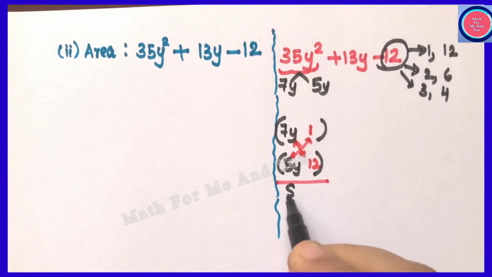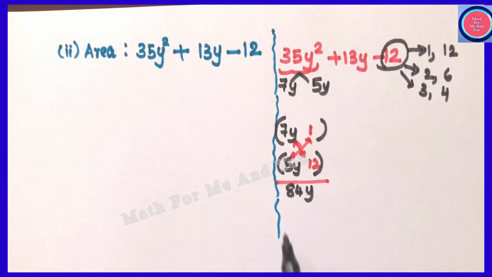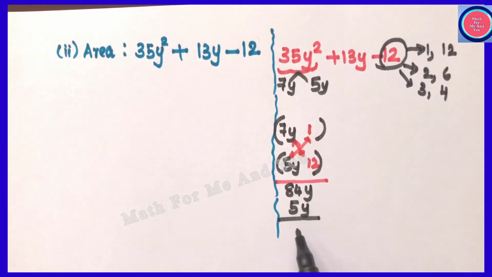First 7y times 12, it is 84y. 5y times 1, 5y. Find the sum or difference. Do we get 13y? No. Sum is 89y and the difference is 79y. But here we couldn't say at this stage that 1 and 12 are not matching pairs, because y terms are not same terms. They are 5y and 7y.